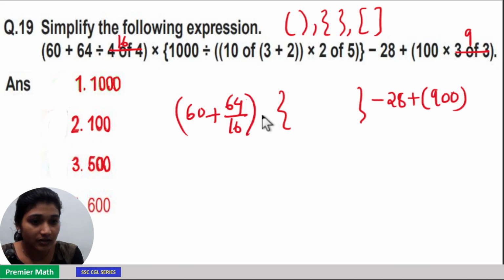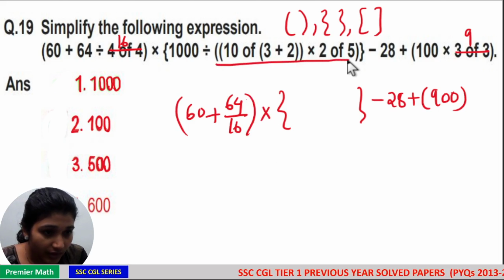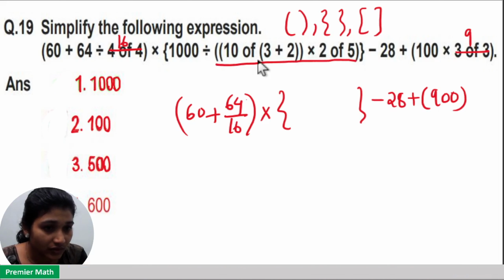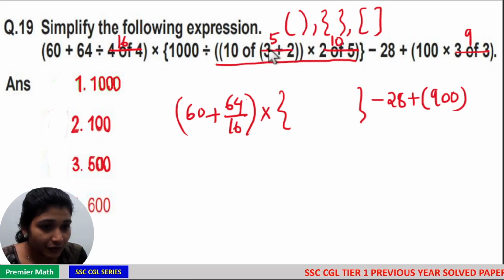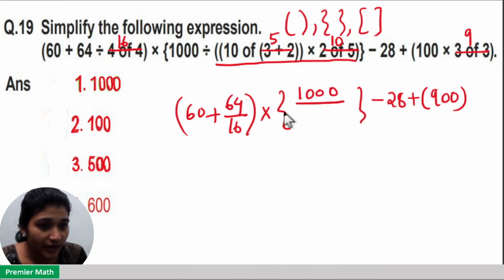Now, close this bracket. In the case of the middle bracket, you can see this one is one term. That is 10 of 3 plus 2 into 2 of 5. Here, this bracket is closed. So, 2 of 5 is equal to 10. And here 3 plus 2 is equal to 5. 10 of 5 is equal to 50. 50 into 10 is equal to 500. So, here we have 1000. 1000 divided by, in the denominator we have 10 into 5 into 10, that is 500.